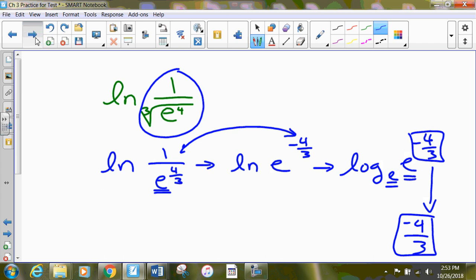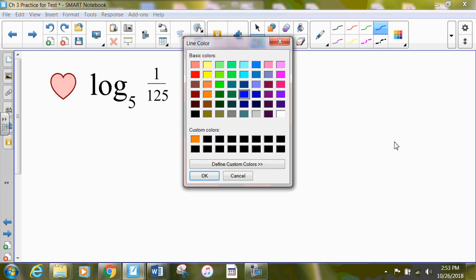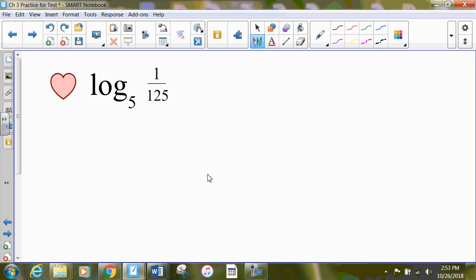Okay, so let's look at what happens when we have something like this. Let's pick, I always like that hot pink. Oh, that looks good. All right, so here we could go ahead and do just like we learned in 3.1. We could change the log into an exponential. 5 raised to what power gives me 1 over 125.